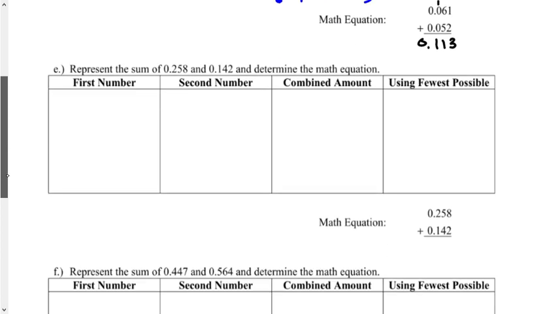Okay. Why don't you guys try this one? It's a good place to pause, have you do one on your own. And I'll go ahead and get this put up here.